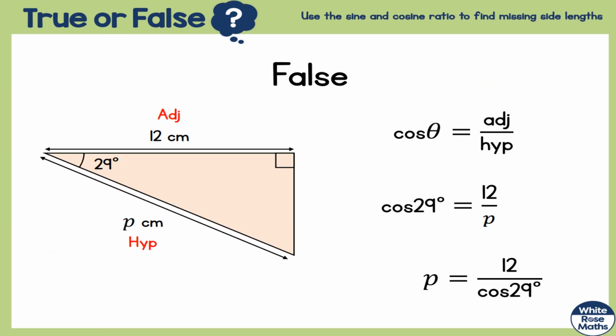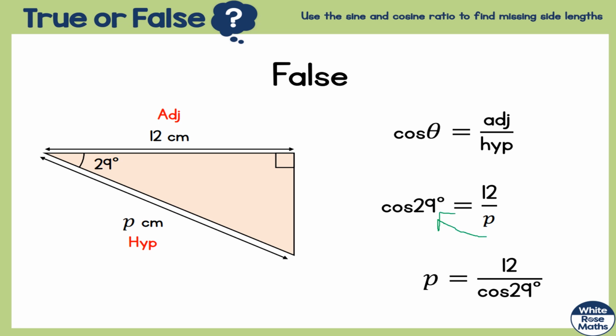So there's the White Rose Maths answer. Labeling of sides: cos theta, remember, is adjacent over hypotenuse. So cos 29 is equal to the adjacent, which is 12, all over P. Rearrange that equation by timesing through by P on both sides and then dividing through by cos 29, essentially just swapping these round.